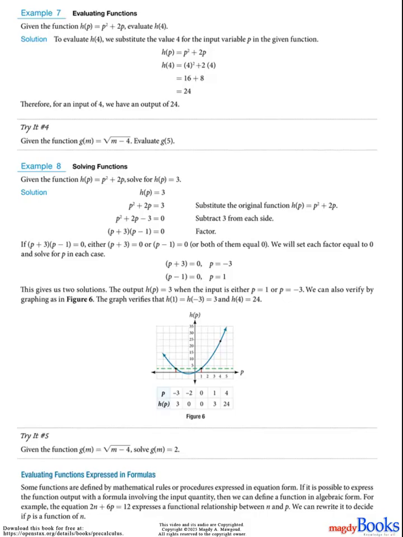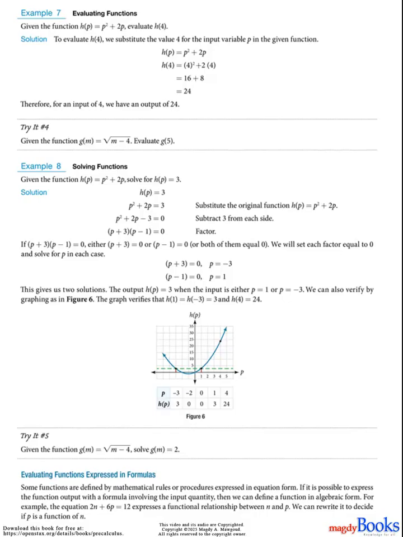Figure 6. For p = −3, h(p) is 3. For p = −2, h(p) is 0. For p = 0, h(p) is 0. For p = 1, h(p) is 3. For p = 4, h(p) is 24.